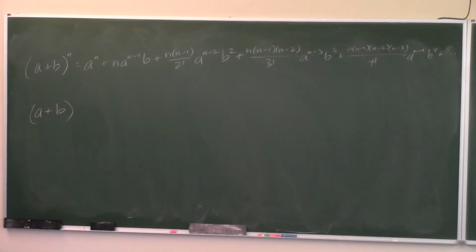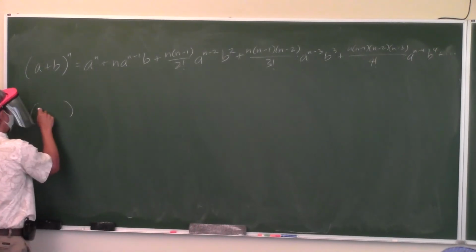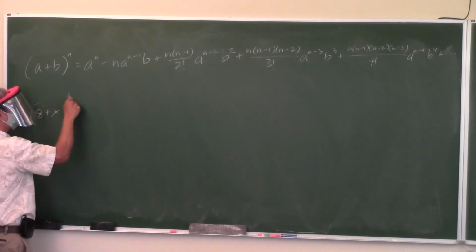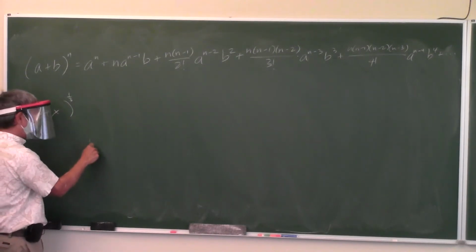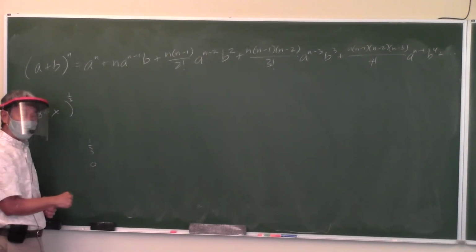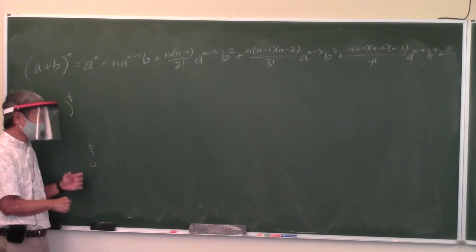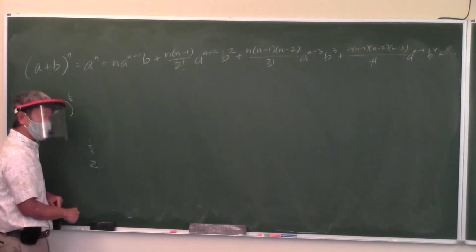You got 1/2. Okay, let's do, well, you got 1/2 and 1/3. Let's do 1/3. In fact, let's do 8 plus x to the 1/3. Now, the reason why you can't do this is because there's no such thing as 1/3 choose 0. It doesn't make sense. Or, what is 1/3 choose 2?